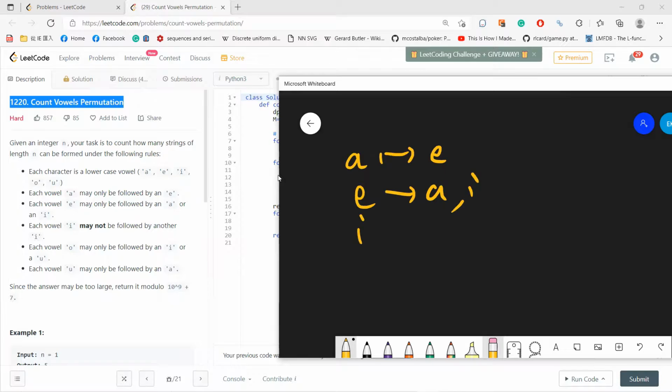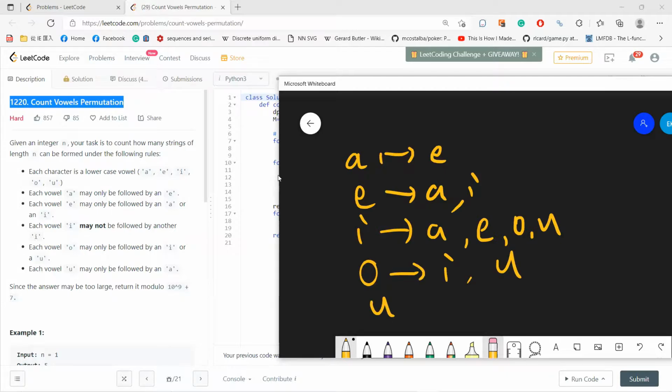The E can only be followed by A and I, and the I cannot be followed by another I. So for A, E, O, U: O can only be followed by I and U, and U can only be followed by A. And the answer may be too large, so return it modulo 10 to the 9 plus 7.